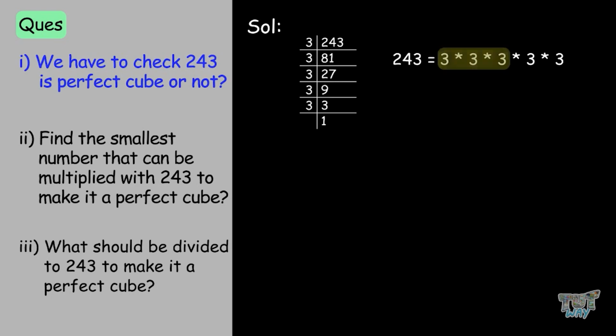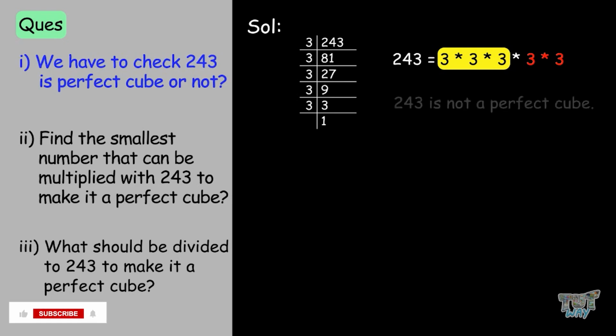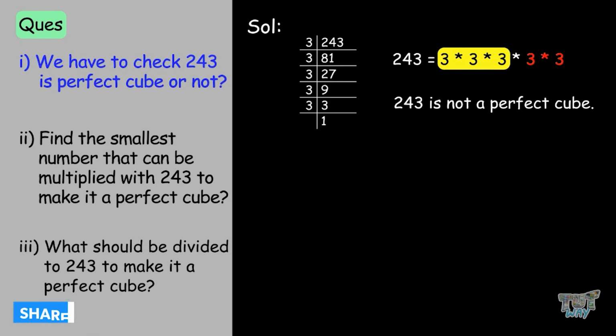So we have one triplet and a pair of 3s. So one 3 is missing. It means 243 is not a perfect cube. So the answer to the first question is that 243 is not a perfect cube. Now let's move on to the second part.